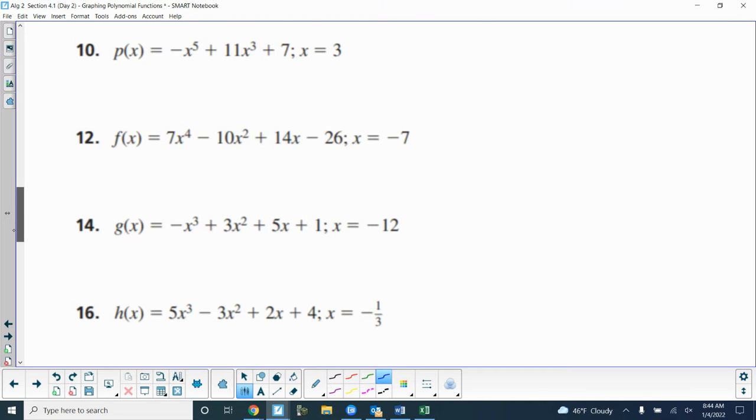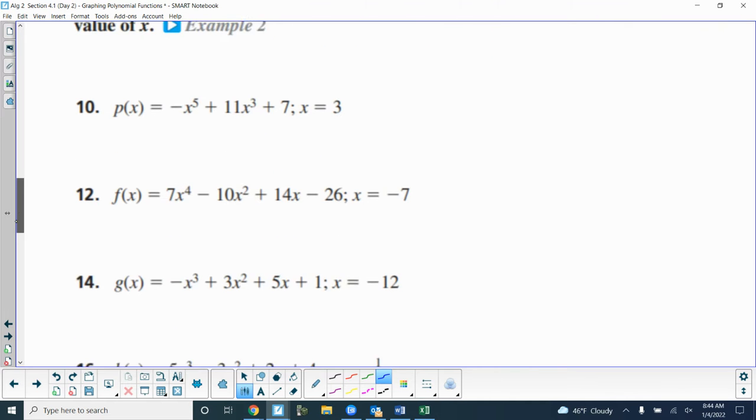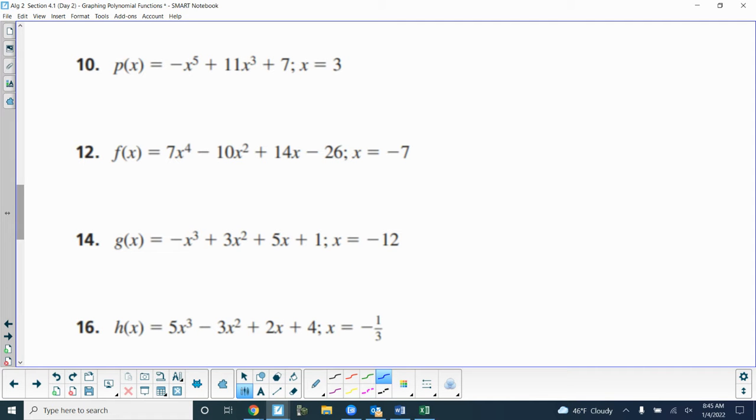10. All right. We're just evaluating these. We're just substituting 3 in for x, -7, -12, and -1/3. So number 10 is 61. Number 12 is 16,193. Number 14 is 2,101. And number 16 is 76/27. All right, that's what, 3 point something if you wrote the decimal.